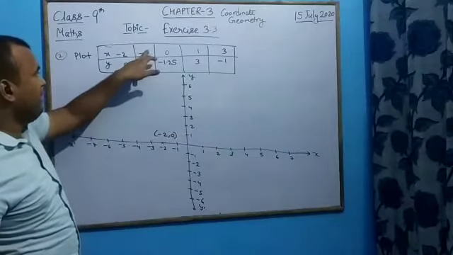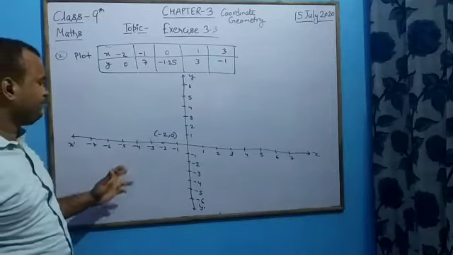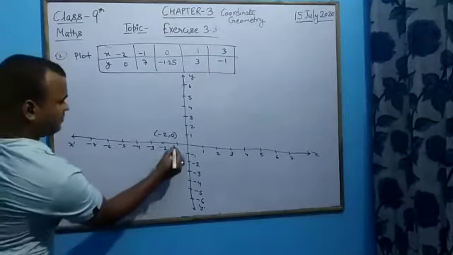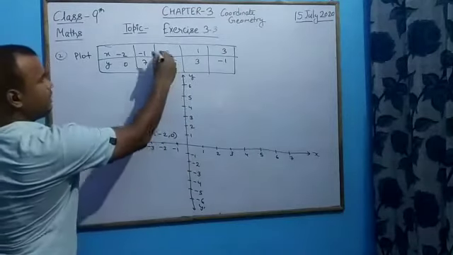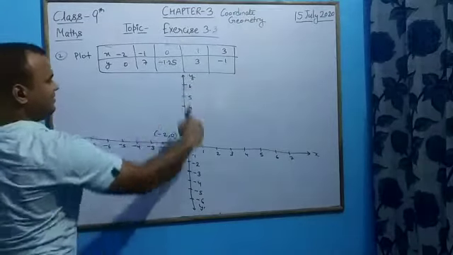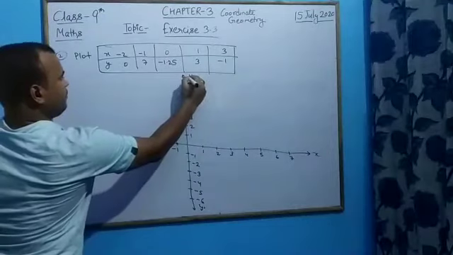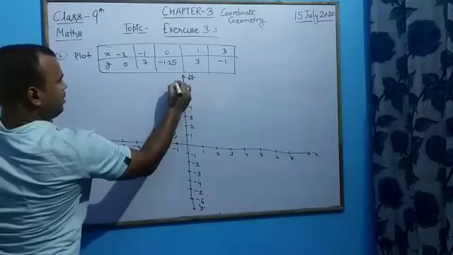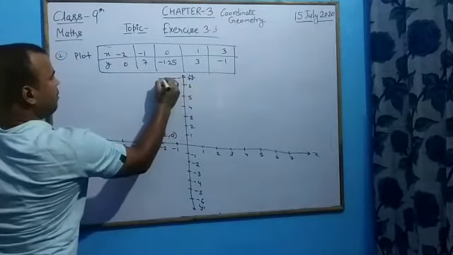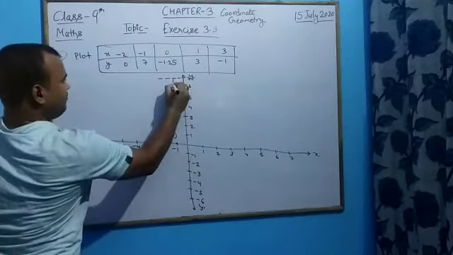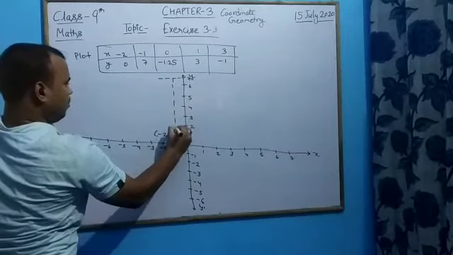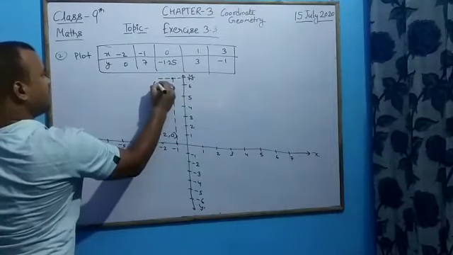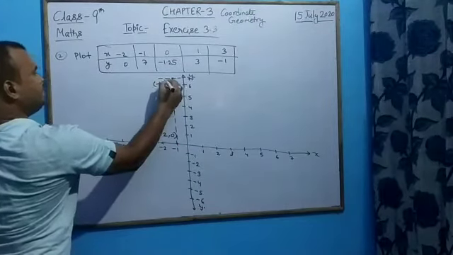Now the second one, -1, 7. Where is -1 on the x axis? This is -1. Now 7 on the y axis. 7 is here. The perpendicular lines from 7 and the perpendicular lines from this 1 will meet at this point, and this will denote the point -1, 7.